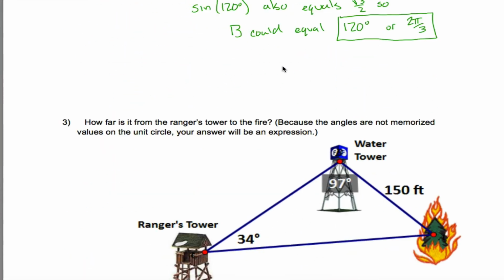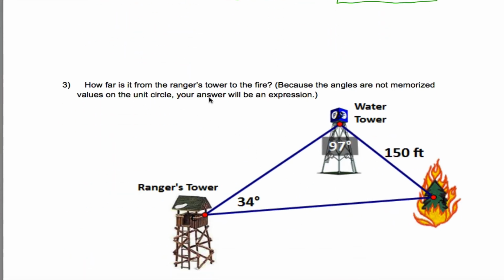That's it. This last problem here, how far is it from the ranger's tower to the fire? This is just another application of law of sines. The difference here is you're given two angles and asked to find a distance. So if I call this distance maybe x, I can use the law of sines to say that the sine of 34 degrees divided by 150 must be equal to the sine of 97 degrees divided by x.